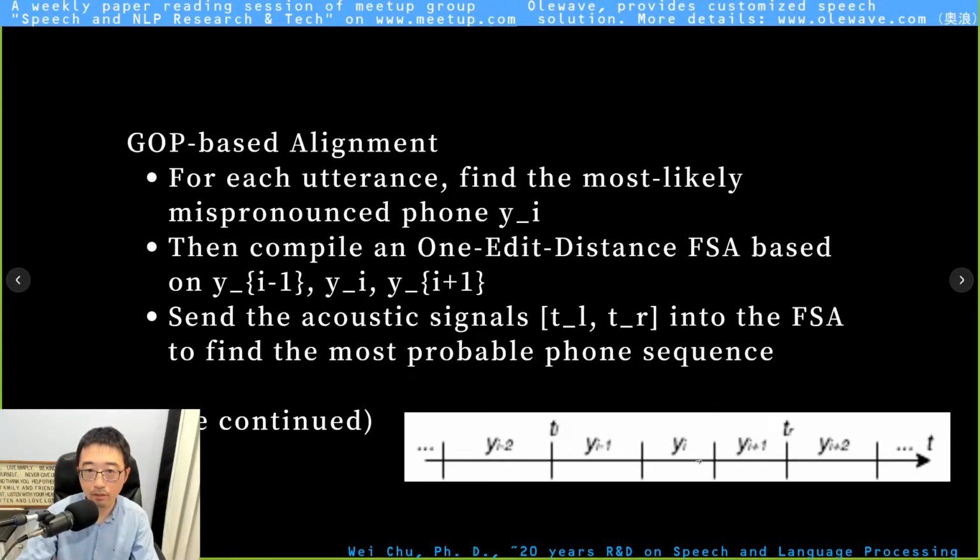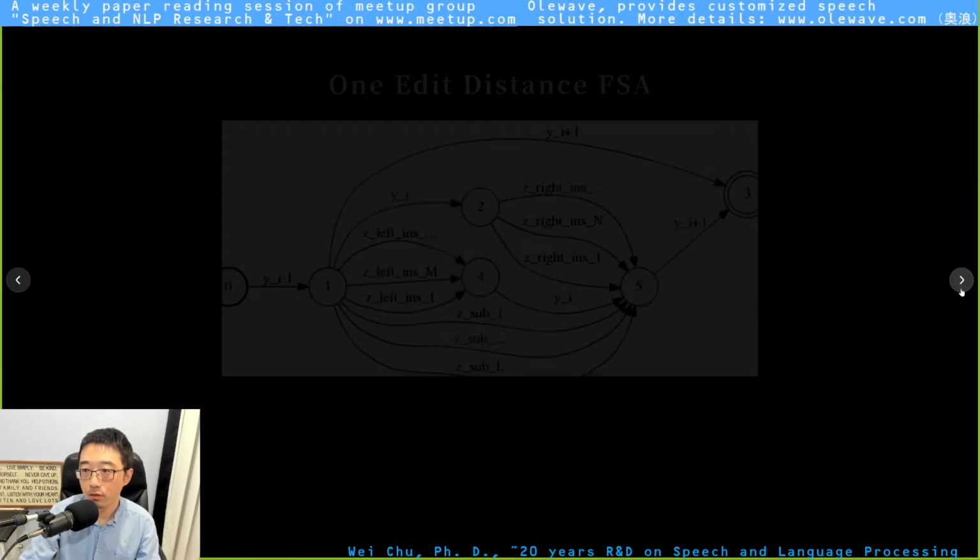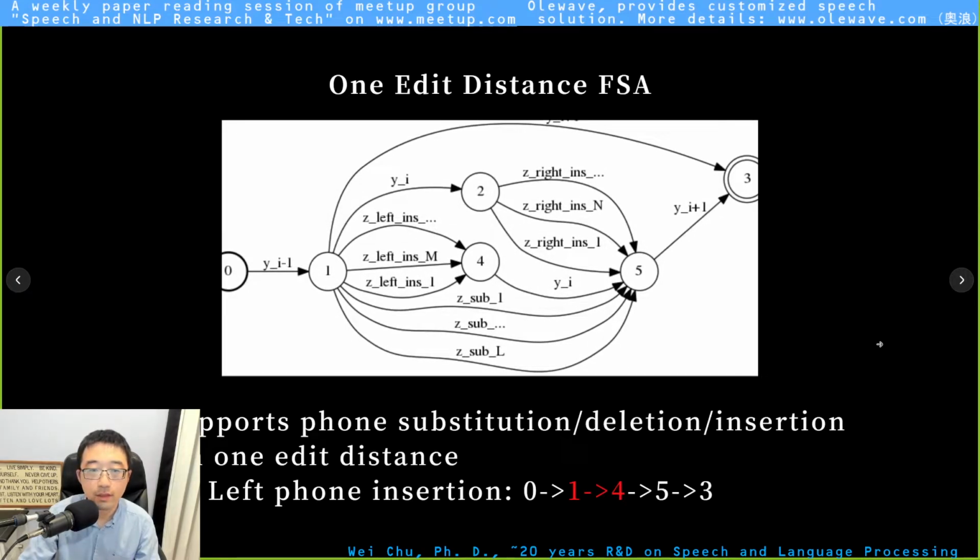Suppose it's y sub i. Then we look at y sub i's neighbors, just the left and right neighbors, and then we build a phone acceptor just for this segment. You can see that we're not doing this on the whole utterance, which may have dozens of phones. We only focus on just 3 phones, and that could be very short, less than 1 second most of the time. So in this way, we limit the search space to reduce the confusability. And this is how we compose our one edit distance FSA.